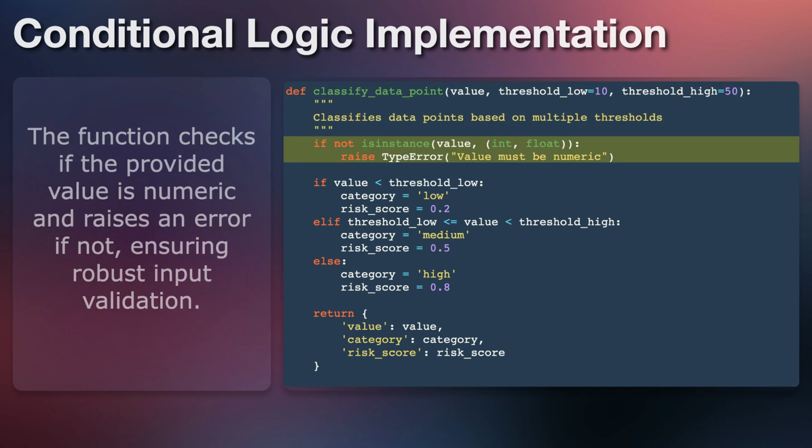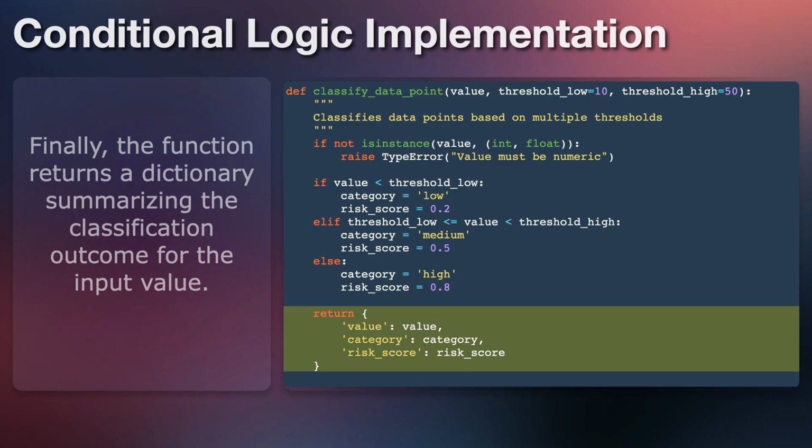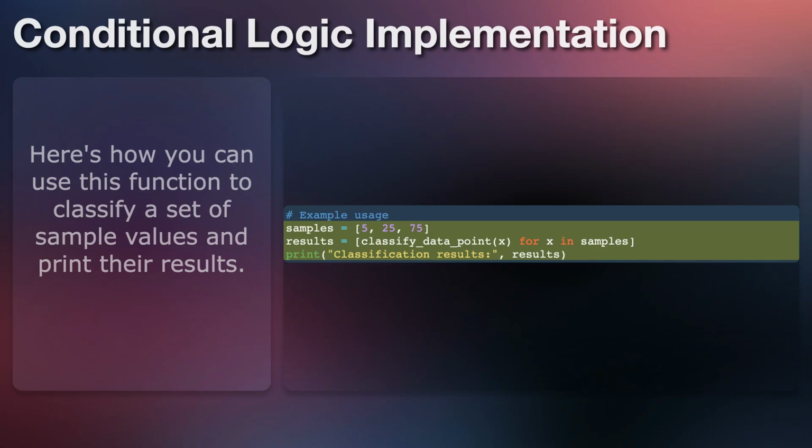The function checks if the provided value is numeric and raises an error if not, ensuring robust input validation. Depending on the value, the function assigns a category and risk score using if, elif, and else statements. Finally, the function returns a dictionary summarizing the classification outcome for the input value. Here's how you can use this function to classify a set of sample values and print their results.